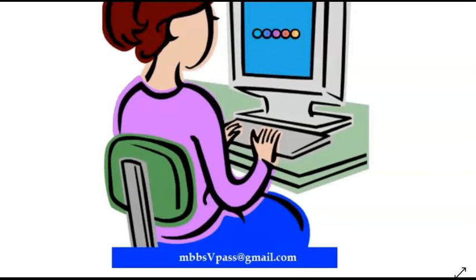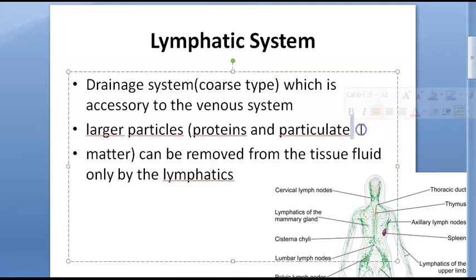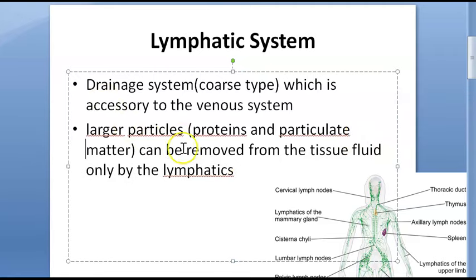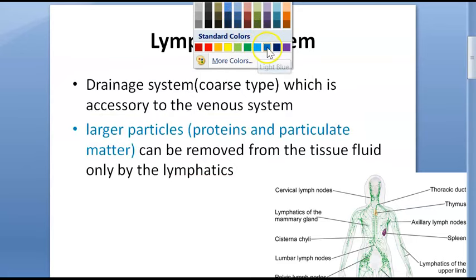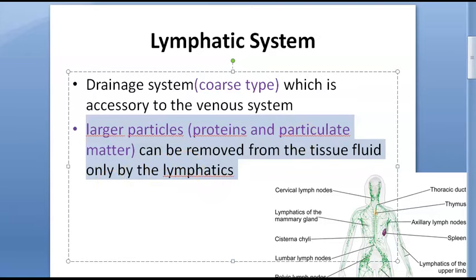Coarse is because it can carry very large particles like proteins and particulate matter. That's why it is called coarse type. Coarse type is important. That's why they are saying larger particles. So did you understand? It will remove large particles, proteins, particulate matter, etc.